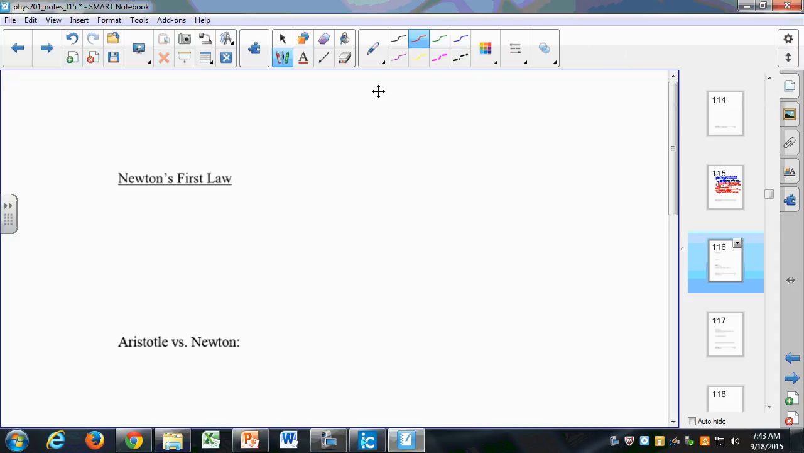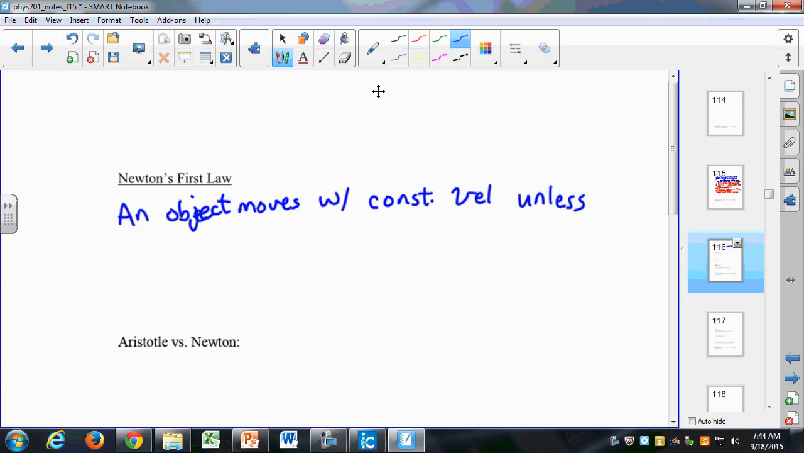All right, so Newton's first law says this. It says that an object moves with constant velocity unless it's acted upon by a force. This, by the way, is often called the law of inertia. We'll talk about that in a little bit.